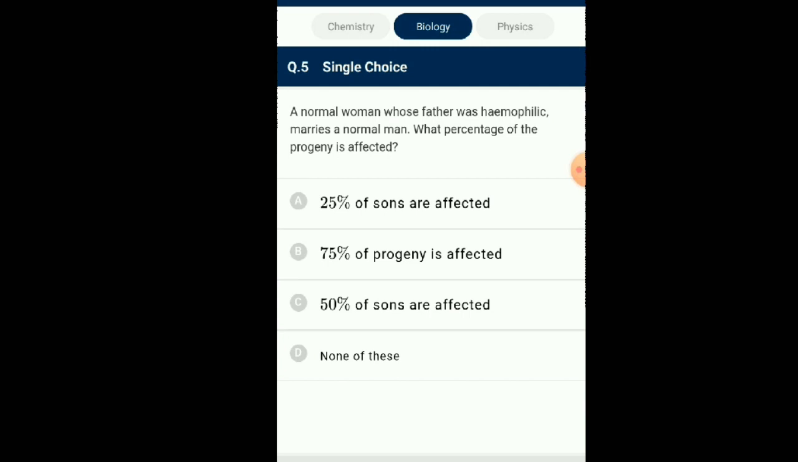That means the father becomes unviable in the later stage of life. The hemophilic female dies before birth. The family pedigree history of Queen Victoria shows a number of hemophilic descendants as she was a carrier of the disease. So the answer for this question is option C, 50% sons are affected.